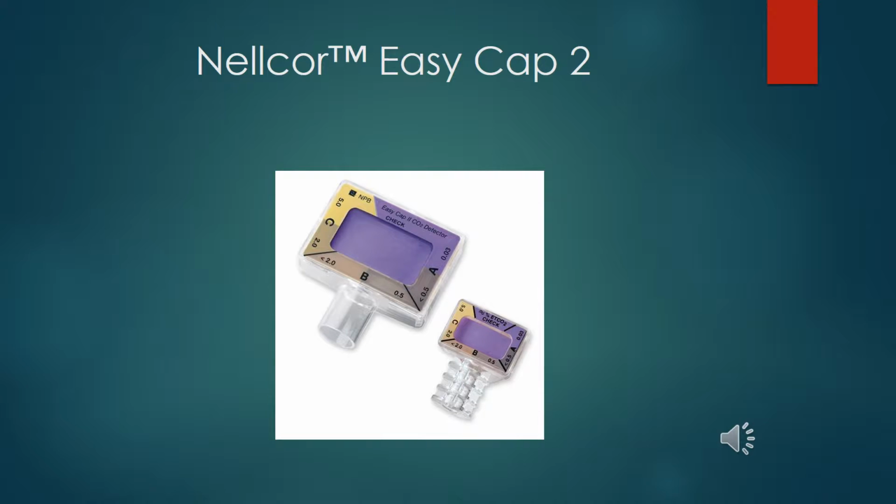This is an example of Nellcor's product called the Easy Cap 2. As you can see underneath, it's got another connection. That connection would connect right onto the end of the endotracheal tube, and your bag valve mask or Ambu bag would connect on the other end. Therefore, every expired breath would change this litmus paper from purple to yellow, indicating there is the presence of carbon dioxide, letting you know that the endotracheal tube is properly placed.